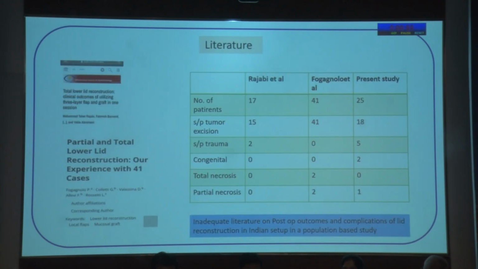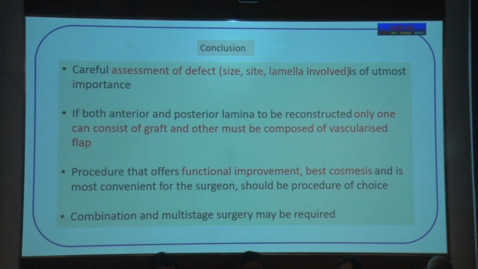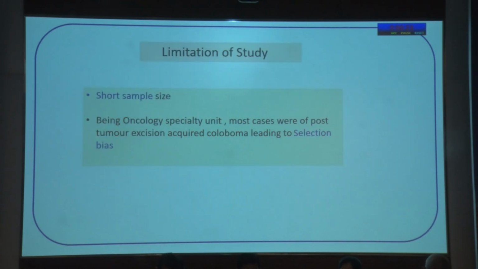After comparing the literature, it was our observation that in Indian setups, a population-based study discussing the post-operative outcome and complications of lid reconstruction has not been conducted. So, concluding my presentation, a careful assessment of the defect, involving site, size and lamella, is needed. When both laminae are to be reconstructed, we need a vascularized flap. Functional improvement, best cost basis, and the method convenient to the surgeon should be the procedure of choice.